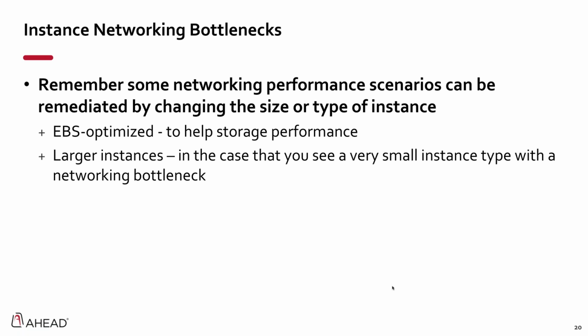The other thing to consider is that, if you're running a T2 micro, you could have performance issues. Scale that bad boy up. Get a larger instance with better networking performance. That's the one thing that I'll say about networking bottlenecks in general. From an instance perspective, it's not an issue, but if you do run into those problems, these are a couple of ways that you can help alleviate those.